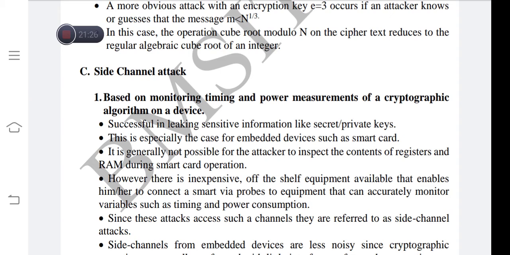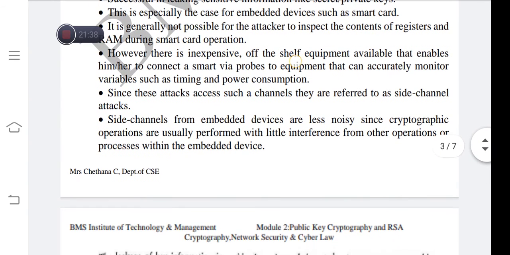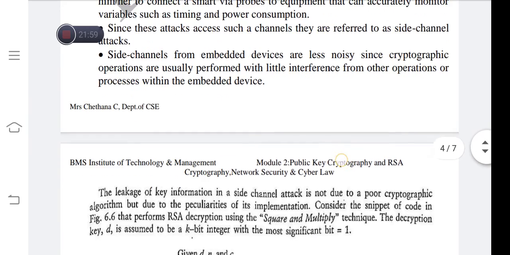And since these attacks access such channels, they are referred to as side channel attacks. The side channels from embedded devices are less noisy since cryptographic operations are usually performed with little interference from other operations or processes within the embedded device. That is one more advantage for an attacker.